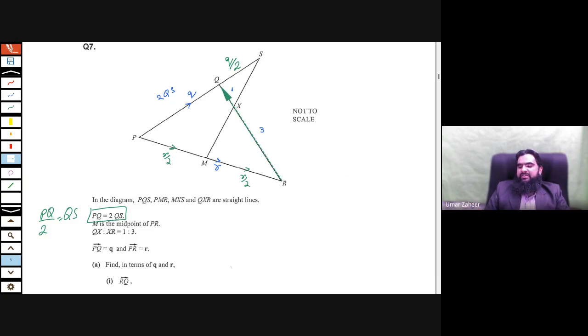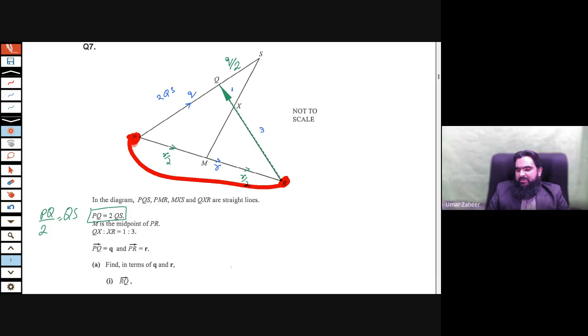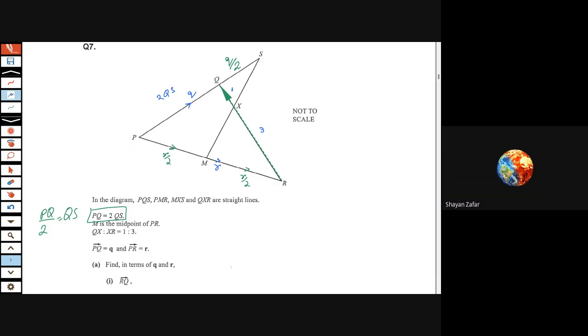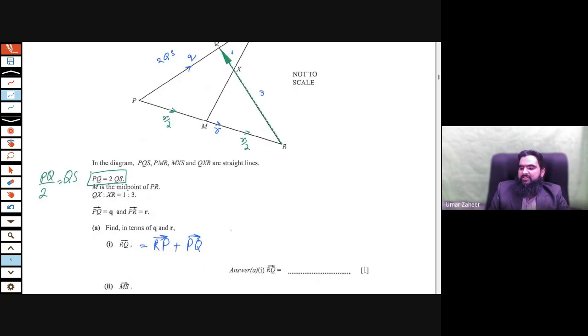So this is the vector that we need to find. Yes, everyone, how can we find it? Which path do we have? Sir, we have R to P and P to Q. We have R to P plus P to Q. Now, R to P is in the opposite direction, so it will be minus R, plus PQ is in the same direction, so it will be Q. So the final answer is minus R plus Q.